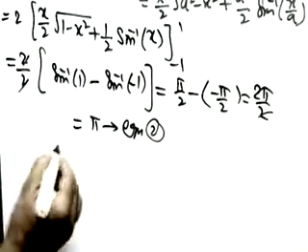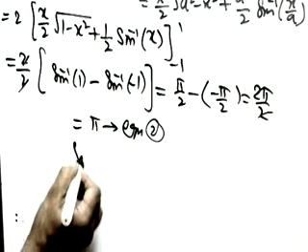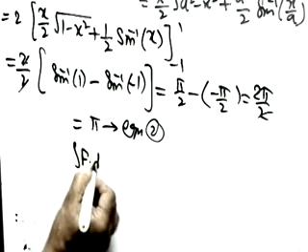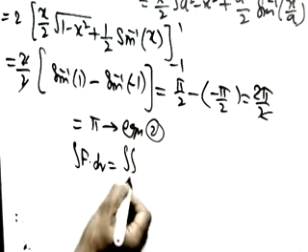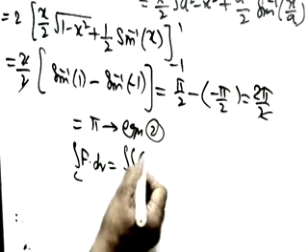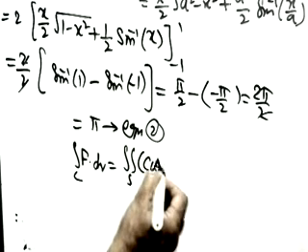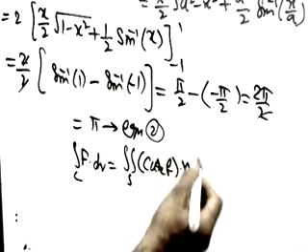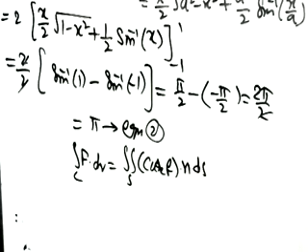From the previous method also we got the same value pi. That is, we got the answer. Line integration f dot dr equals surface integral curl f dot n ds. Hence, what we can say, hence you write this, Stokes theorem is verified. So we have done one question.